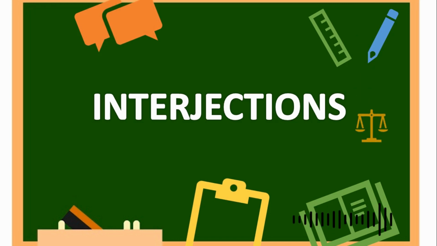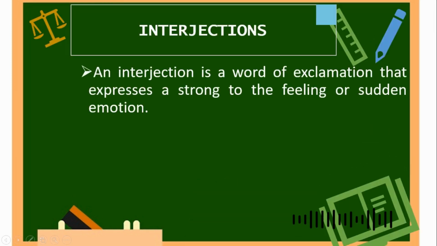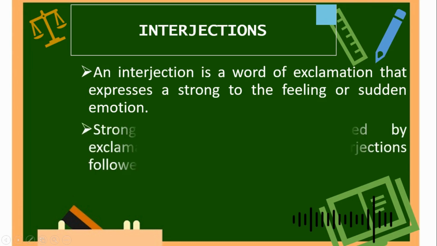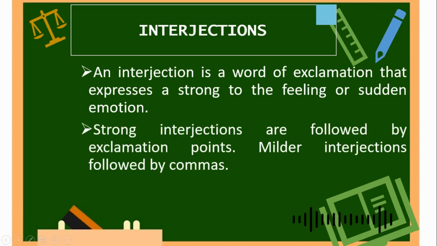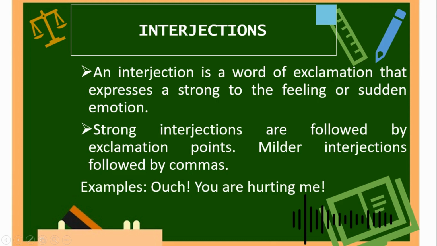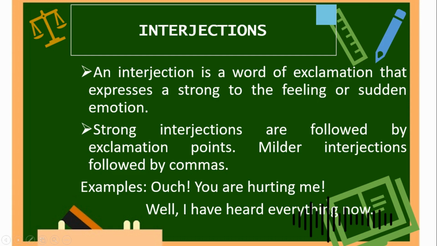For the last part of speech, we have interjection. An interjection is a word of exclamation that expresses strong or sudden emotion. Strong interjections are followed by exclamation points. Milder interjections are followed by commas. Examples: ouch, you are hurting me! Ouch is a strong interjection, so we use an exclamation point in this sentence. Another example of a milder interjection: well, I have heard everything now. We use a comma for the milder interjection.